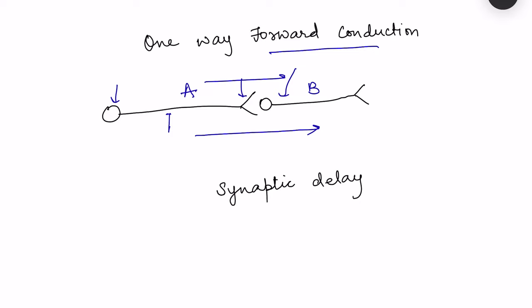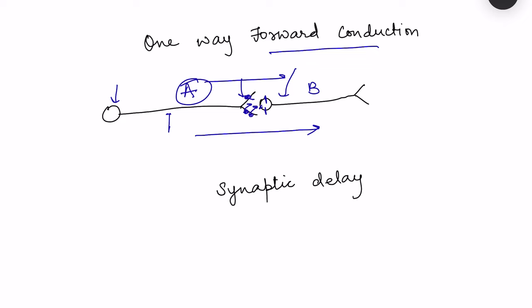And why is that? This is because neuron A actually releases neurotransmitters from its nerve terminals, which act on the receptors present on the dendrites or the cell body of the postsynaptic neuron. So it is because the presynaptic neuron is releasing the neurotransmitters which act on the receptors present on the postsynaptic neuron that the impulse can only be transmitted in one way, forward conduction, and not in the opposite direction. So that is the first property.